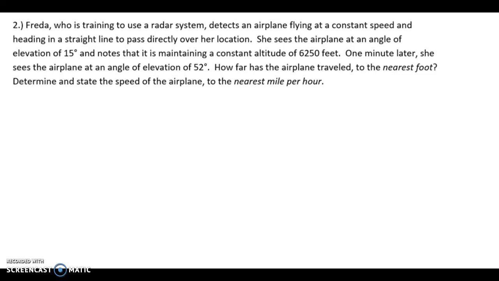All right, question number 2 says, Frida, who is training to use a radar system, detects an airplane flying at a constant speed and heading in a straight line to pass directly over her location. She sees the airplane at an angle of elevation of 15 degrees and notes that it's maintaining a constant altitude of 6,250 feet. 1 minute later, she sees the airplane at an angle of elevation of 52 degrees.